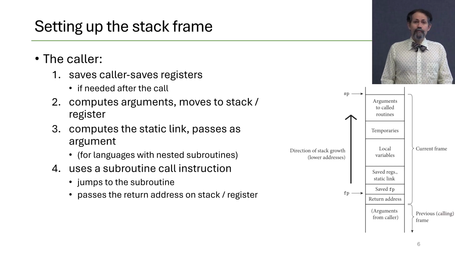In some cases, we'll pass the values in a register instead of on the stack. If we're in a language that has nested subroutines, the caller will also compute the static link and pass that as an argument. Finally, it will use a special call instruction for invoking the subroutine. This jumps to the beginning of the subroutine, but it also passes the return address either on the stack or in a register.